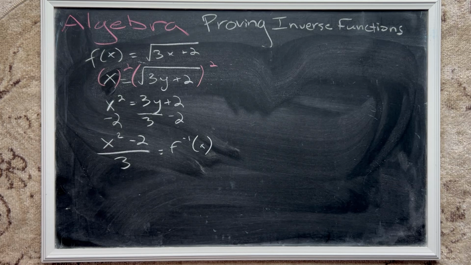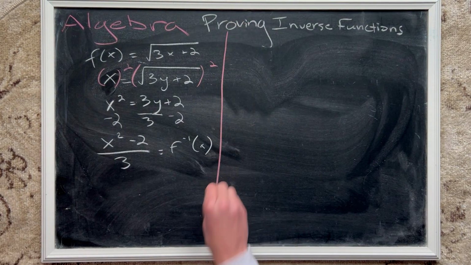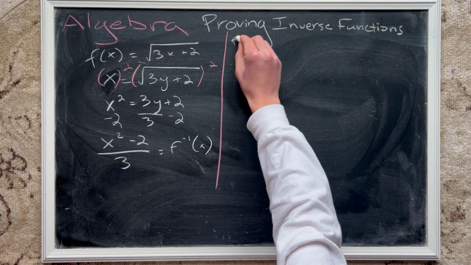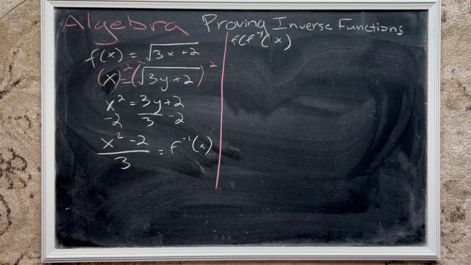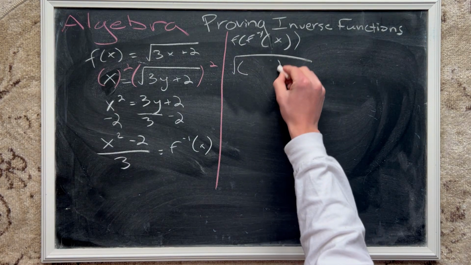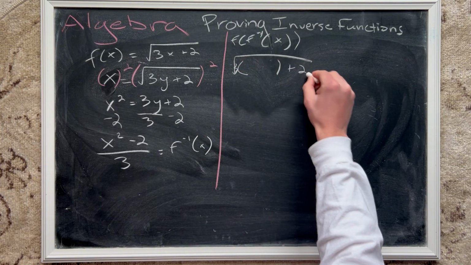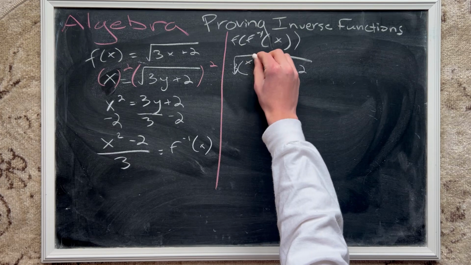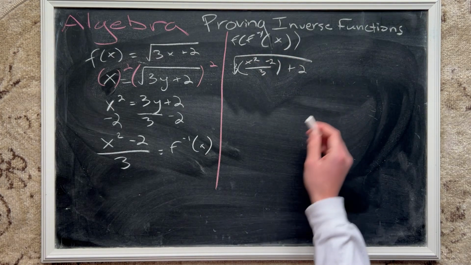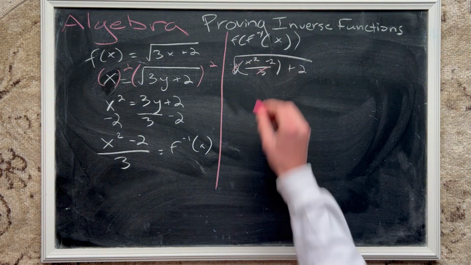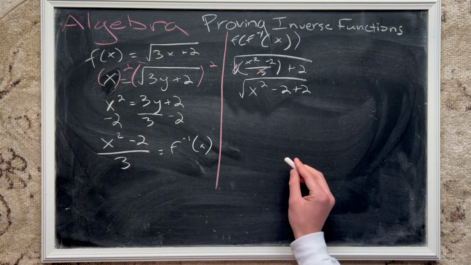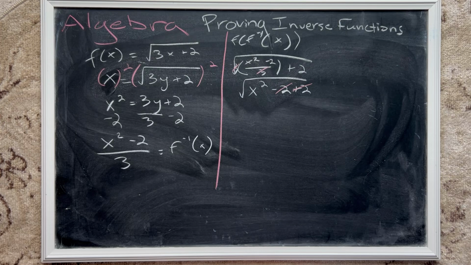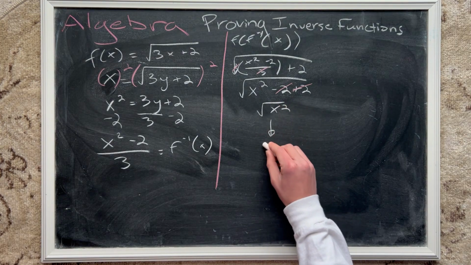All right. Now to prove these two functions, we're going to use composition. So f of f inverse of x is equal to, so the f of x is the square root of the quantity 3 times the quantity plus 2. Quantity is x squared minus 2 over 3. Now we can already see that 3 and that 3 are going to cancel, leaving us with x squared minus 2 plus 2, all in the square root. These 2's cancel, leaving us with square root of x squared, which is just x.